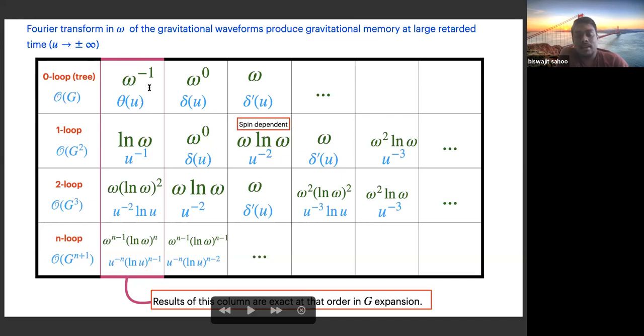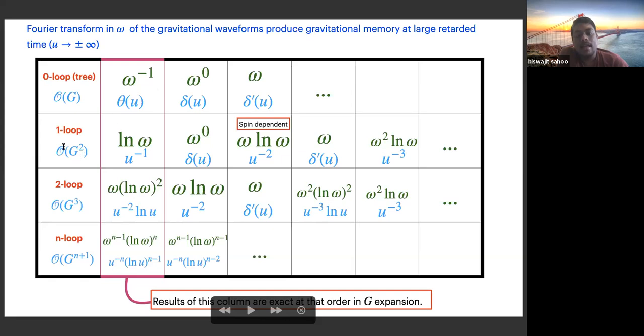But at tree level, starting from the subleading order, which are in powers of omega only, those contribute to delta u, delta prime u, and all these things. So they are only valued near u equal to 0. Those cannot contribute to the difference of the gravitational wave between u equal to minus infinity and u equal to plus infinity. So those cannot contribute to any displacement kind of memory. But there are some proposals of other kinds of memory, not displacement kind. These terms could be important there.